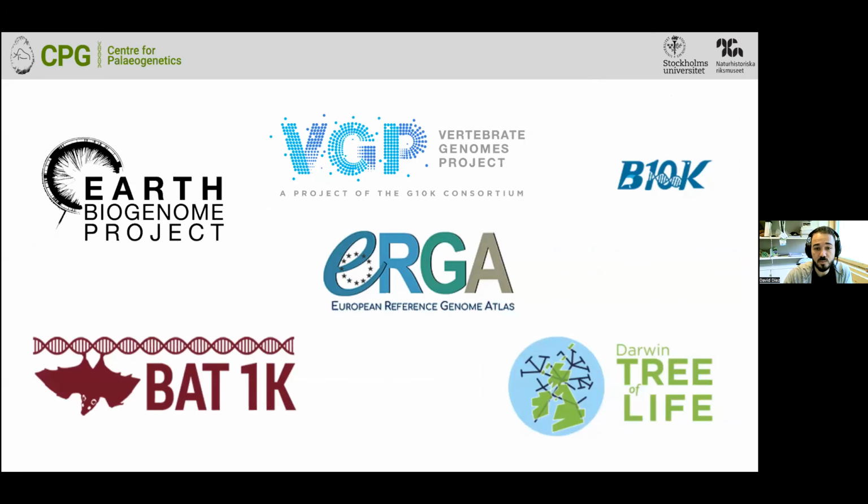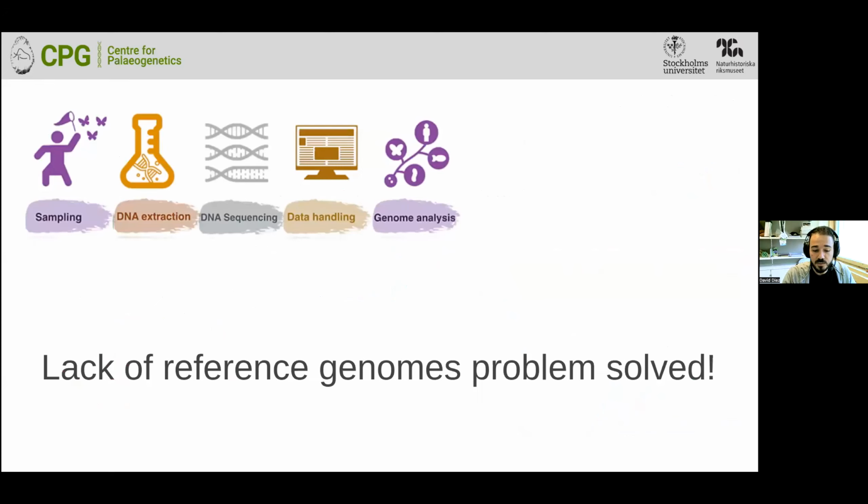We have a plethora of projects, large consortia or big projects, aiming at sequencing basically all the living species that we have on the planet. So this is going to solve one of the critical problems that we had in the conservation genomics field, which is the lack of reference genomes. Obviously, endangered species are not model species, so there was a lack of reference genomes to be able to perform genomic analyses on them. With these projects, now we have publicly available reference genomes.